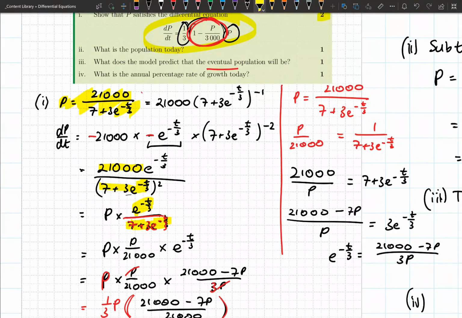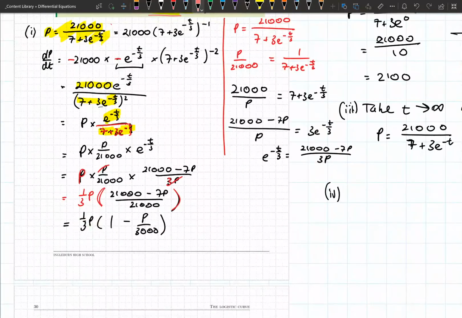What's the keyword that tells me which equation I'm going to use? Percentage rate of growth. Yeah, what's the keyword? Today. Oh, actually, today is a keyword because we're substituting t is equal to 0, but there's another word here that tells me which equation I'm going to sub it into. Rate of growth. What does that tell me? I need to substitute this into what equation? The differential equation. Yeah, differential equation.